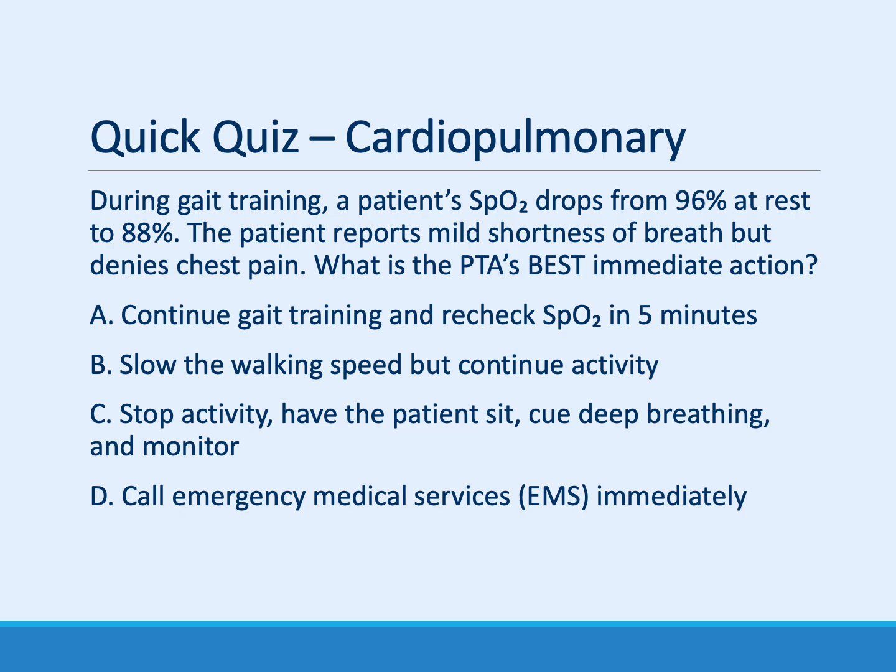So we'll do a quick knowledge check here. During gait training, a patient's SpO2 drops from 96% at rest to 88%. The patient reports mild shortness of breath but denies chest pain. What is the PTA's best immediate action?